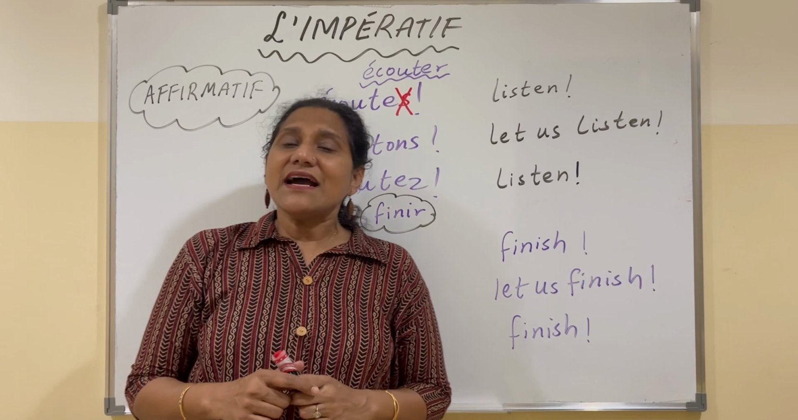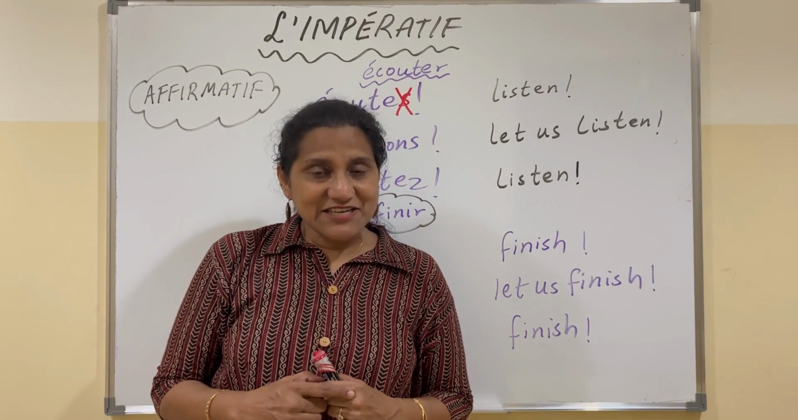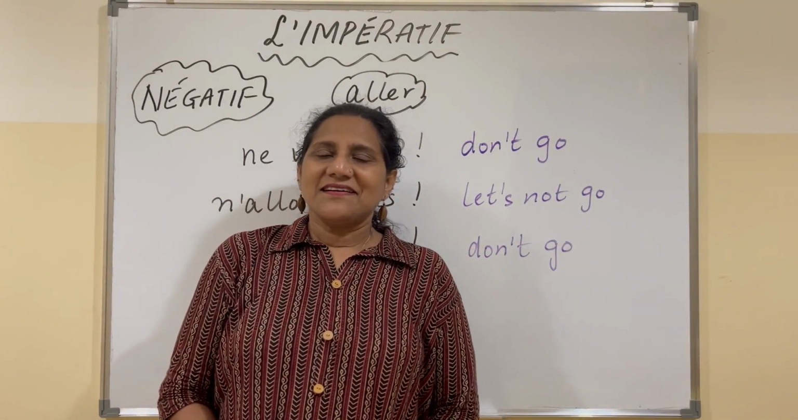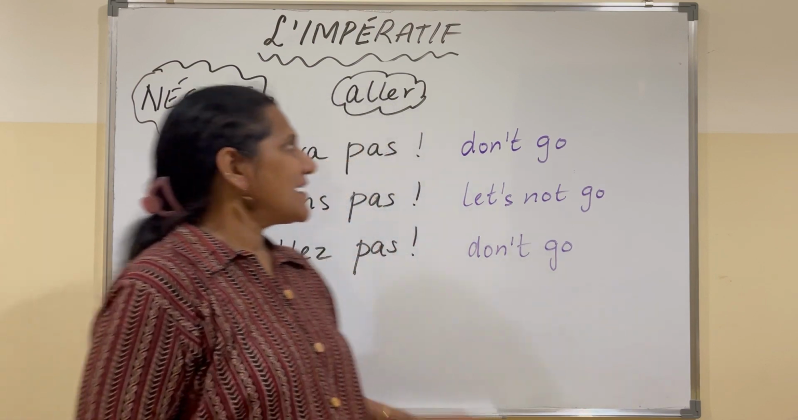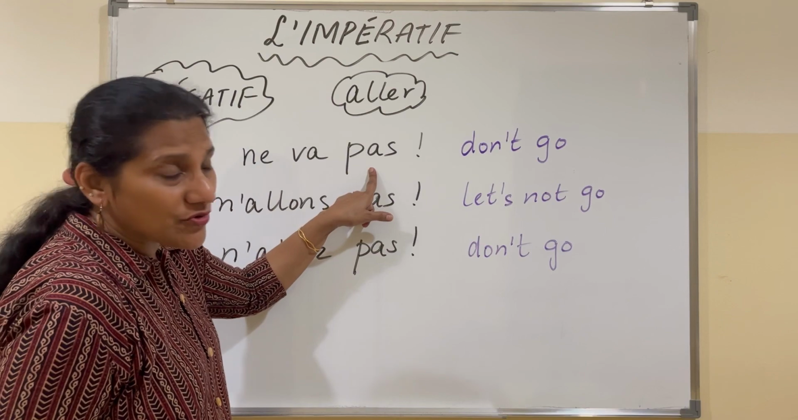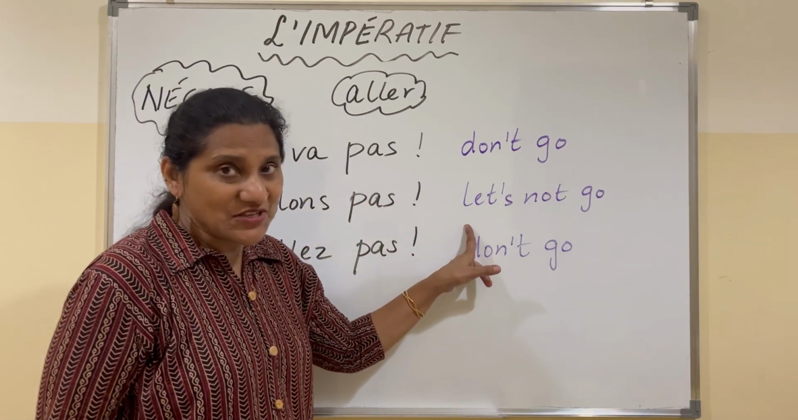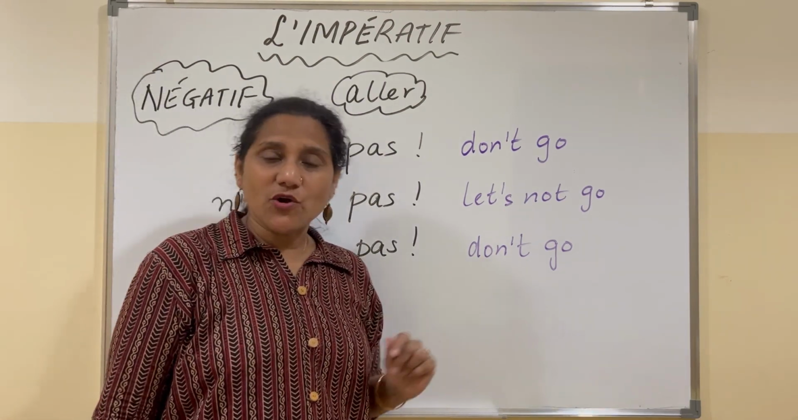Now let's see how to form imperative tense in negative form. Let's look at the conjugation of aller in the negative form. So, it's ne va pas, that means don't go. N'allons pas, which means let's not go. N'allez pas means don't go.